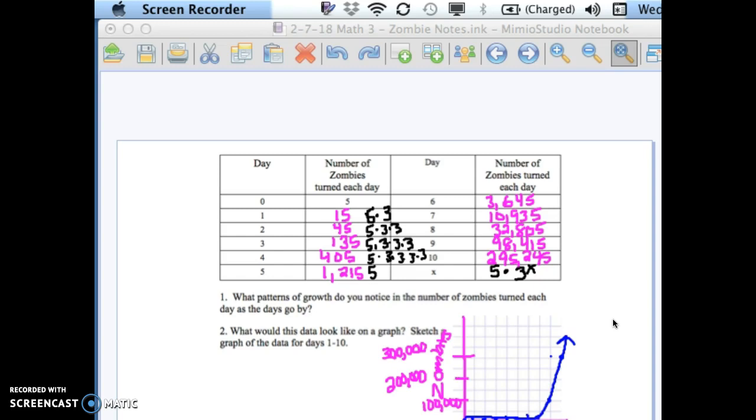Multiplying by the same number over and over is not a linear relationship. It's not the same rate every single time. What's going to happen is it's going to start off slow, and then it's going to explode.